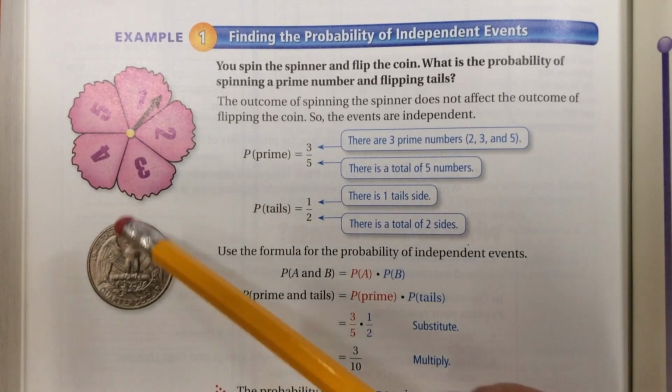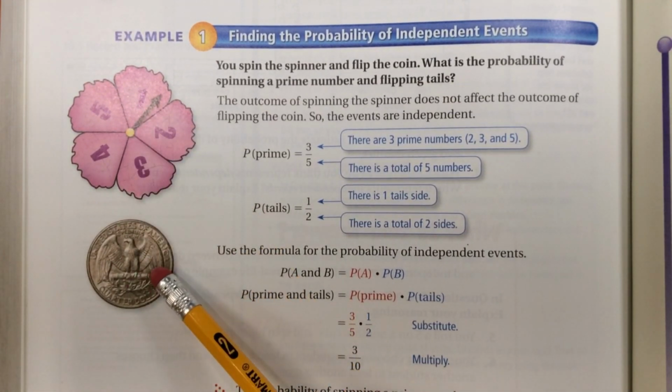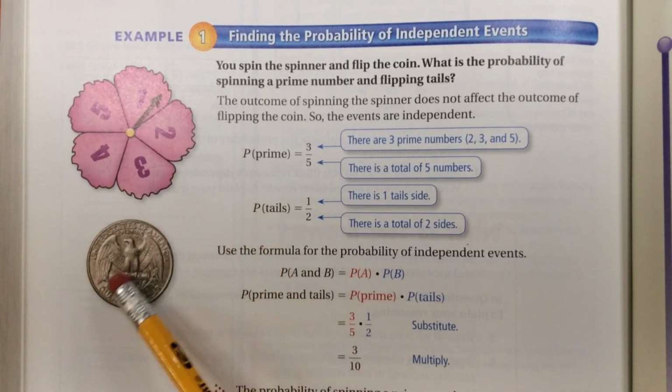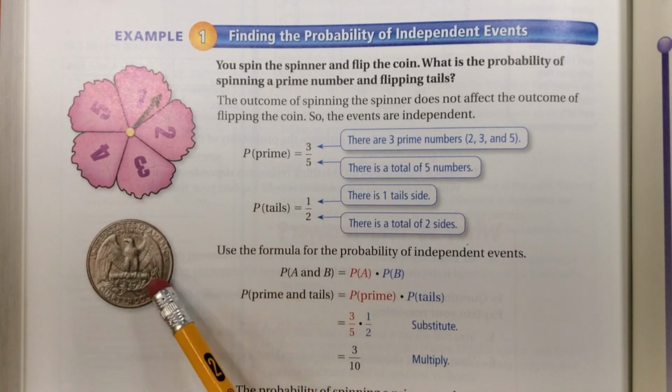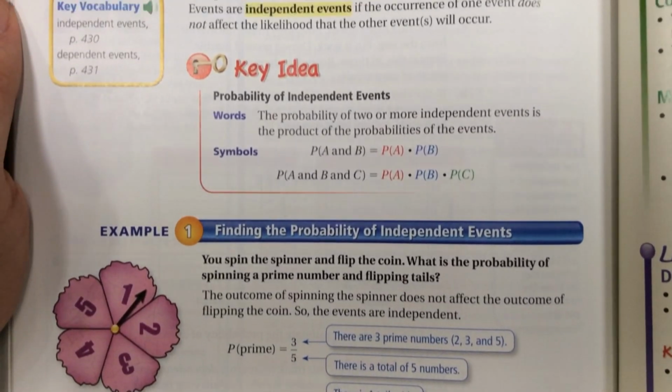Down here in this picture, there's spinning a spinner and flipping a coin. These two things would not affect each other. I can flip this first and then spin that, or spin that first and flip that. Whatever this lands on has no bearing whatsoever on this coin, and vice versa. So make sure that you understand what independent events are. They do not affect each other.